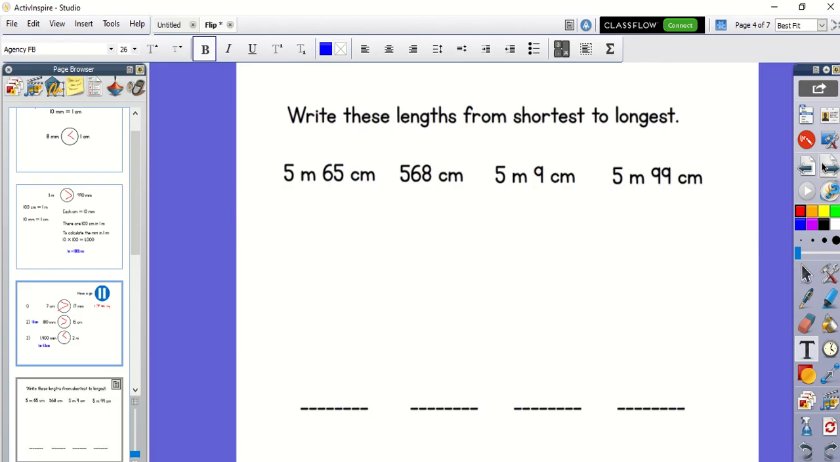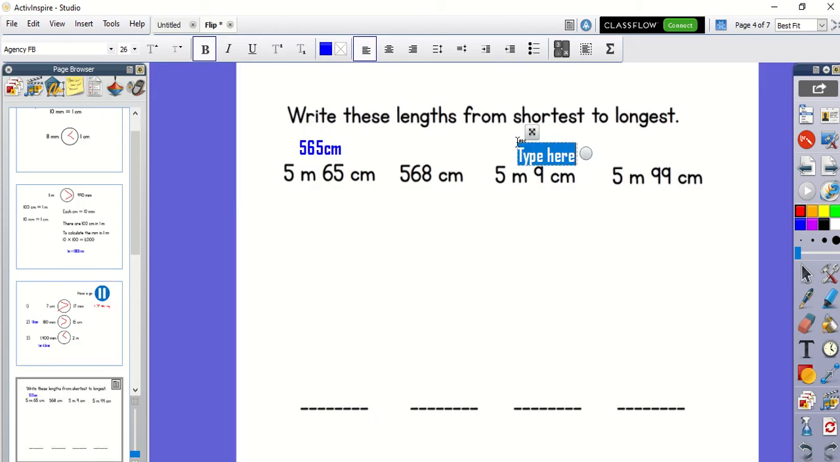So now, let's have a look at this one. Writing these lengths from shortest, which means the smallest number, to the longest, which means the biggest number. So we've got 5 meters 65 centimeters, 568 centimeters, 5 meters 9 centimeters, and 5 meters 99 centimeters. Now to make it easy, I'm going to change it all to centimeters, so it's all one number. So 5m 65 cm is equal to 565 centimeters.